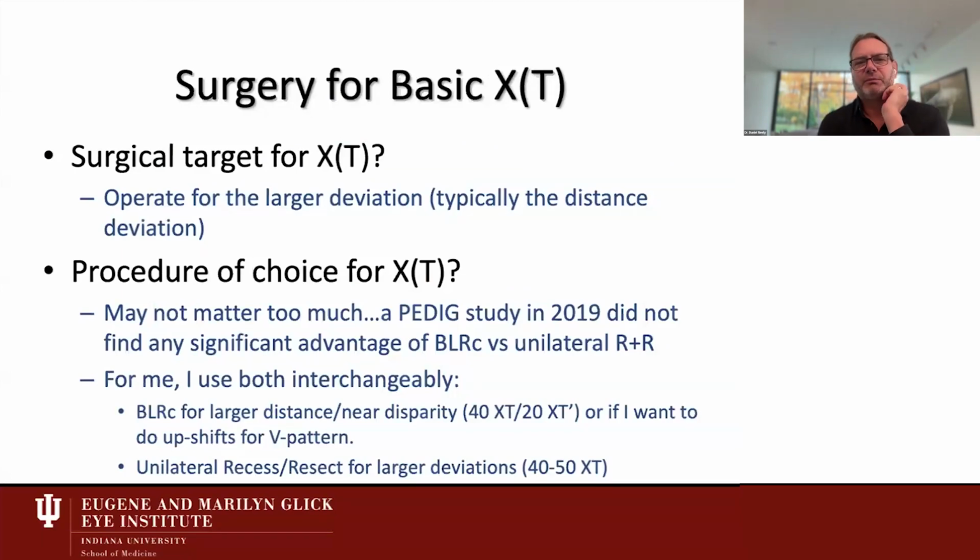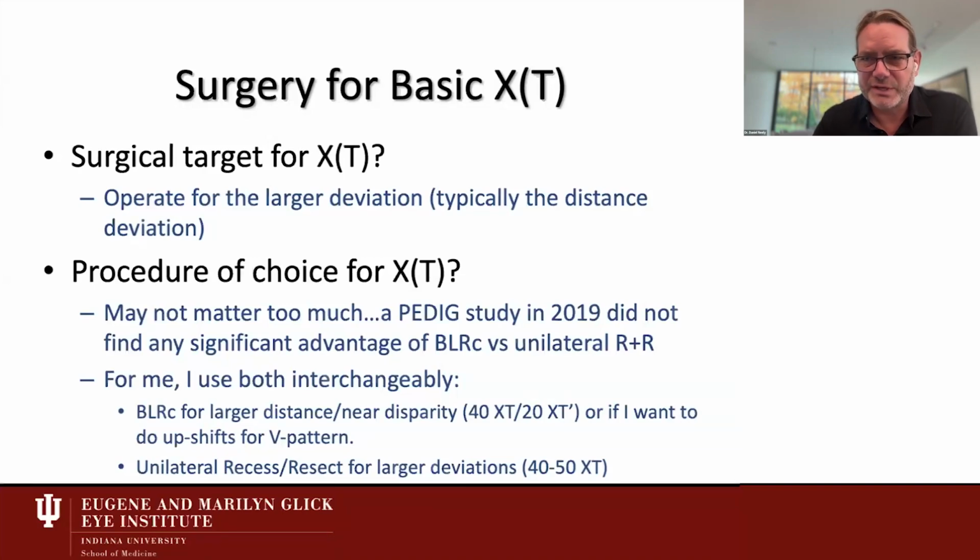All right, surgical approach. Question came about surgical target for intermittent exotropia. Well, the surgical target is typically going to be the larger deviation on alternate cover testing. And that larger deviation is typically going to be the distance deviation. So this is why strabismus surgeons have 20-foot, 6-meter lanes, because we want to get that distance fixation and that distance measurement. So we're operating for the maximum distance deviation typically.